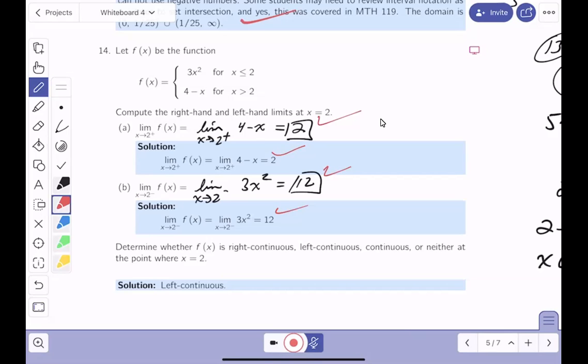Oh, let's do that. So what do I got to do? I got to write down f of 2 now. All right, which one of these two functions lets you touch the 2? Only this one. So what's f of 2? 3 times 4, which is 12. I want to point this out to you. This is matching this. So what is it? It's left continuous. Go to the next thing, which will hopefully be number 15.